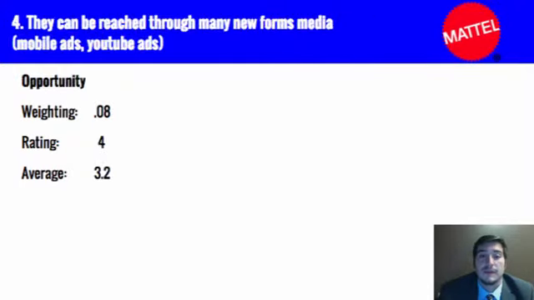They can be reached through many new forms of media, mobile ads, YouTube ads. With this push to online, this would be a huge opportunity for us because it really would get those kids that are constantly on their parents' iPads and phones going on and interacting with these ads, and hopefully eventually leading to them downloading these games, making these connections. So we weighted it at 0.08, rating of 4, and that averages out to 3.2.